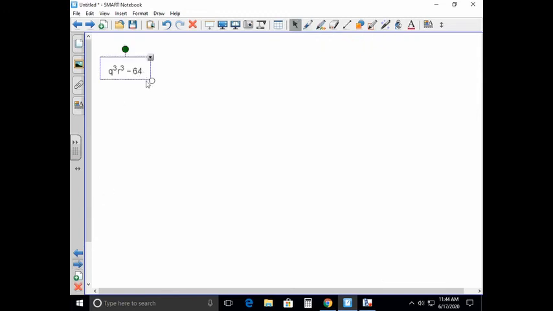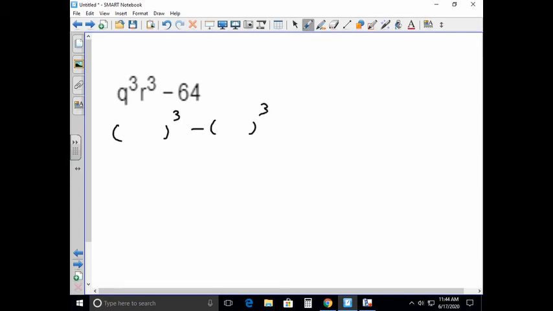This next one is also cubes. So we want to see what cubed minus what cubed. So the first term is q being cubed and r being cubed. And 64 is actually 4 to the third.